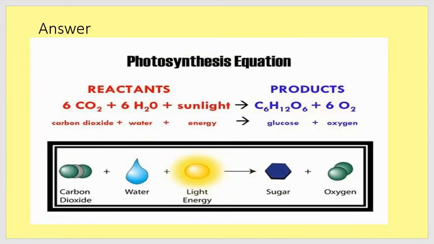And here are your answers. The reactants are the things that you start with, the things that take part in the reaction. Carbon dioxide, a gas that is taken in through the stomata of the leaf, on the underside of the leaves. You have got water that is taken up through the roots. Sunlight is a catalyst, it's not a reactant, it's there to help the reaction get going.